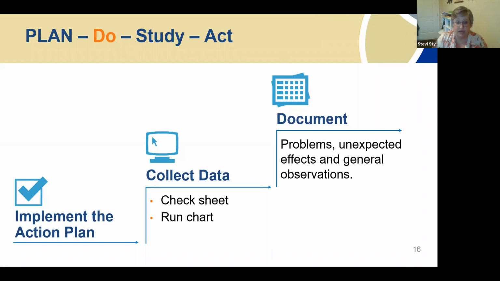How did the doctors react? Nurses, different people involved in the workflow. Did it fit with your system? The flow of the patient visit? Did everything go as planned? And then do we need to modify?